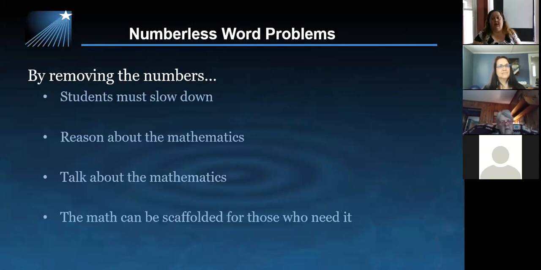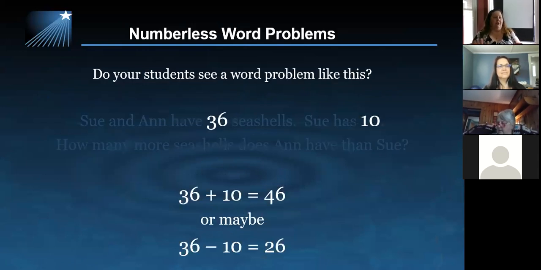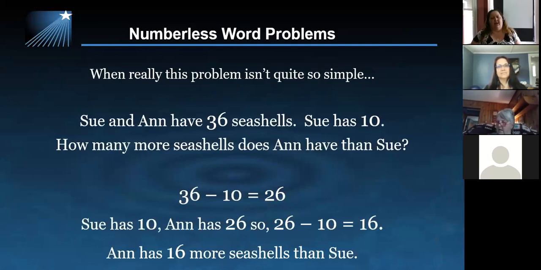So we're going to take a look at a problem. Do your students see a word problem like this, where the numbers pop out to them? I have 36 and 10, and so I'm going to either add them or maybe I'm subtracting them. But really, they don't have a context for the problem. So let's take a look at what that word problem actually says. It says, Sue and Anne have 36 seashells. Sue has 10. How many more seashells does Anne have than Sue?